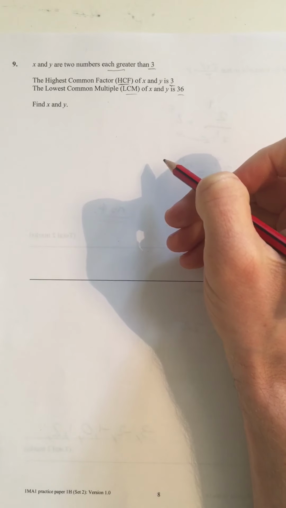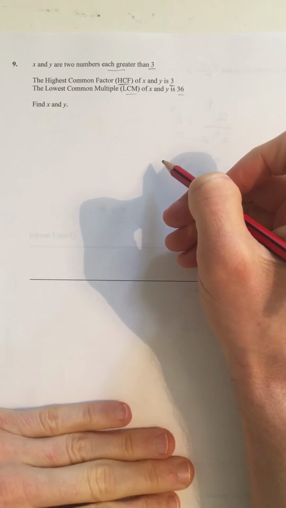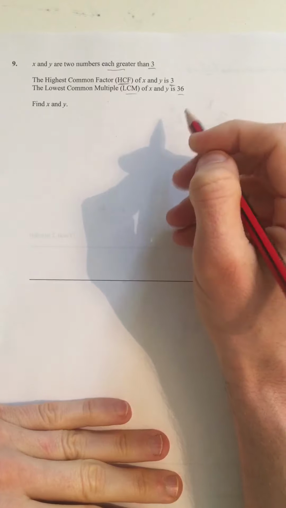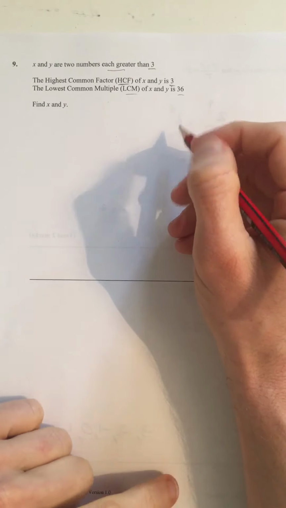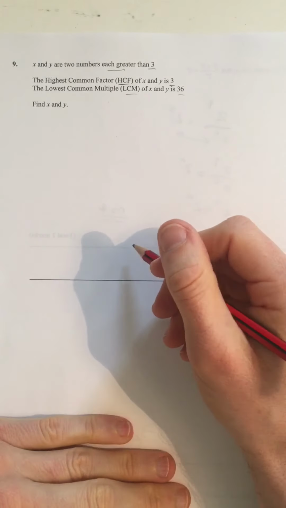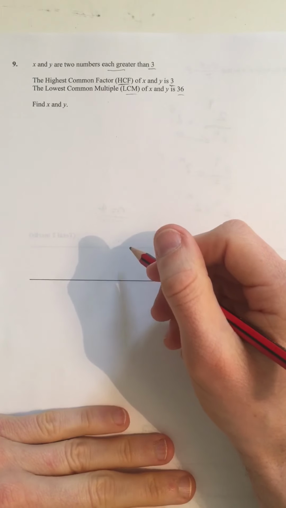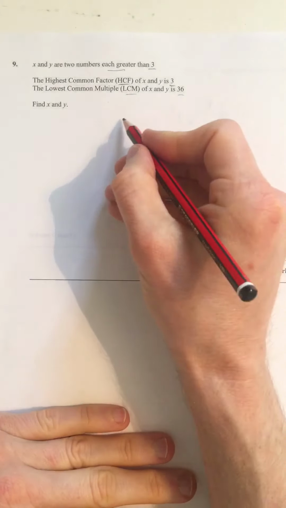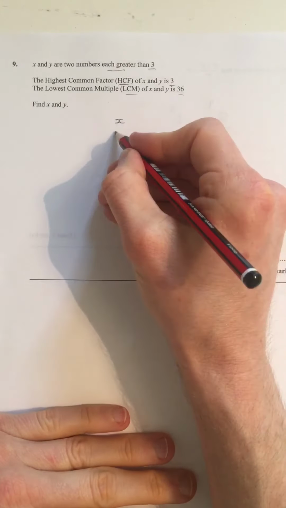There's a few different ways of doing this. The simplest way, however, I think is almost just trial and improvement. Otherwise it can get to be quite complicated for what is very simple. So I want to find two numbers, x and y.